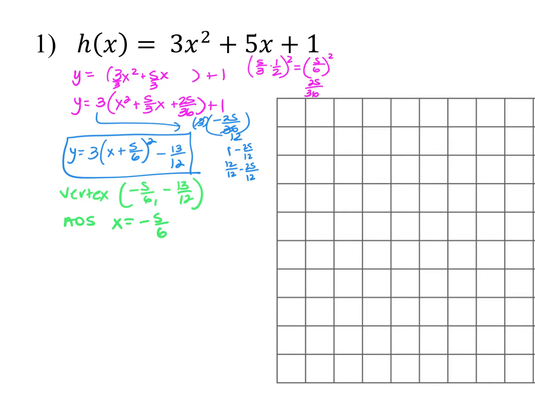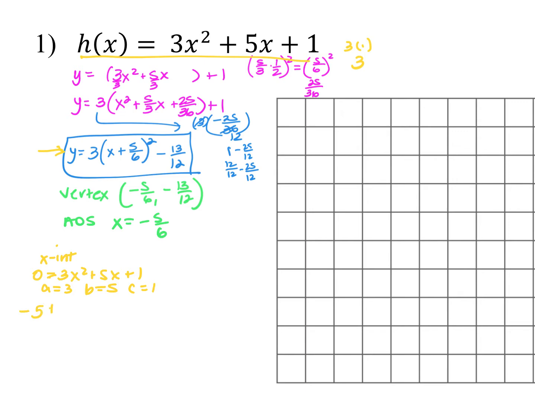To find the x intercepts, we're going to make y 0. And we can either do that with this equation, or we can come back up here and see if that's factorable. 3 times 1 is 3. There's no factors of 3 that sum to 5, so we can do the quadratic formula with it. So 0 equals 3x squared plus 5x plus 1. A is 3, b is 5, c is 1.